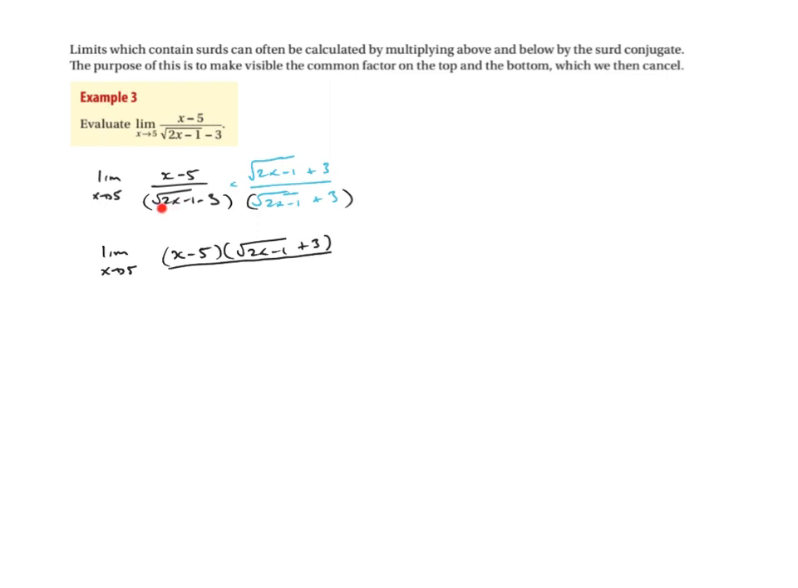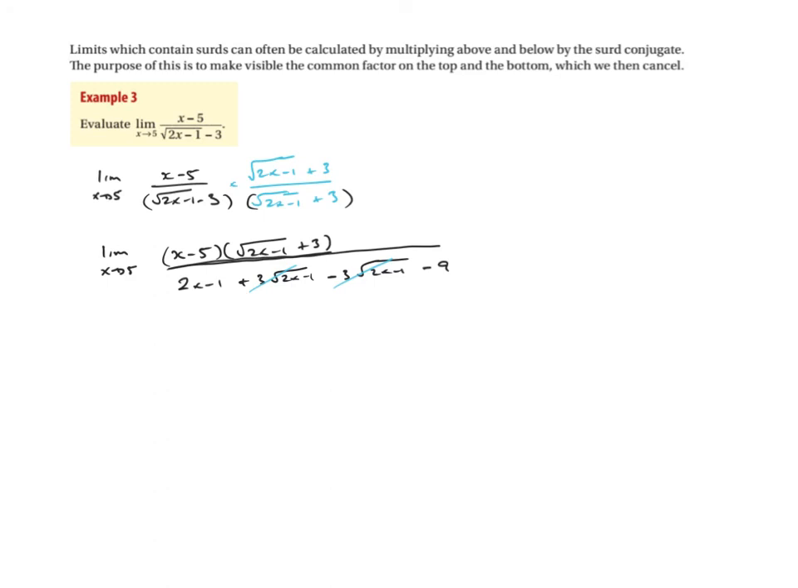And what you'll get is root 2x minus 1 times root 2x minus 1. That'll just give you 2x minus 1, the square roots will disappear. Okay, then the next one is root 2x minus 1 times positive 3, so that's plus 3 lots of root 2x minus 1. The next one then is minus 3 times this, which is minus 3 lots of root 2x minus 1. And then the last one is minus 3 times positive 3, which is minus 9. Okay, so that's what we have. Just going to make this a bit bigger here. Okay, hopefully you can see that that and that will cancel out.